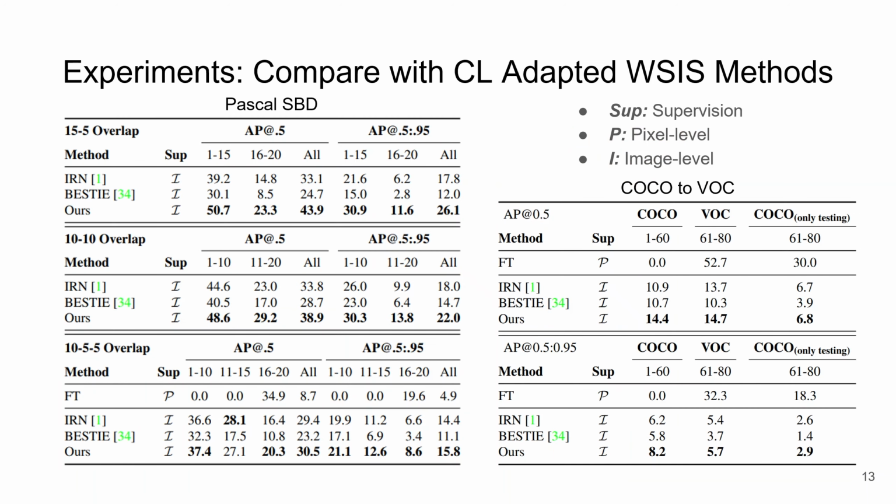Since we are the first work of CO for WSIS, we adapt previous WSIS methods into continual learning for comparison. We use Pascal VOC, which contains 20 classes, and divide them into multiple tasks, and also a COCO to VOC setting, which first learns the 60 non-VOC classes in COCO, and learns the VOC classes in the second task for comparison. Compared to previous adapted methods, our method almost always achieves the best results.